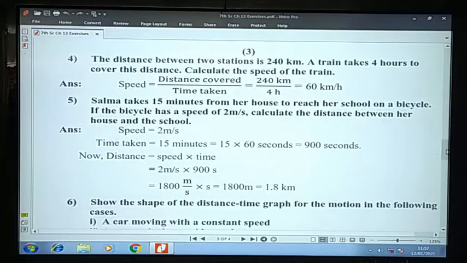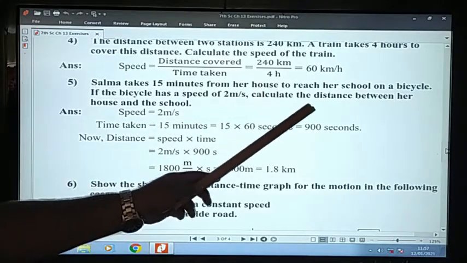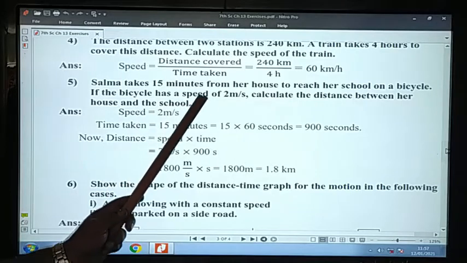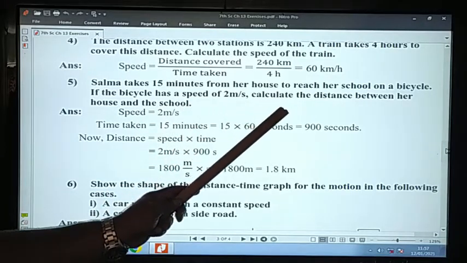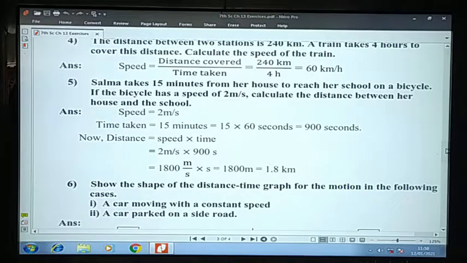Now next sum is, Salma takes 15 minutes from her house to reach her school on a bicycle. If the bicycle has a speed of 2 meters per second, calculate the distance between her house and the school. The speed of the bicycle is 2 meters per second. So we have to find the distance between the house and the school.